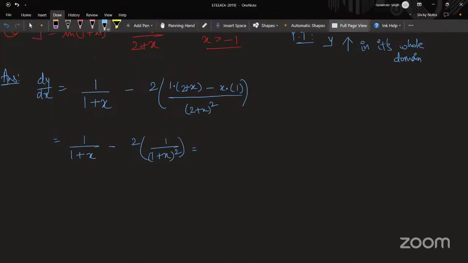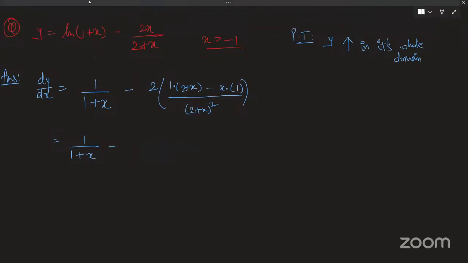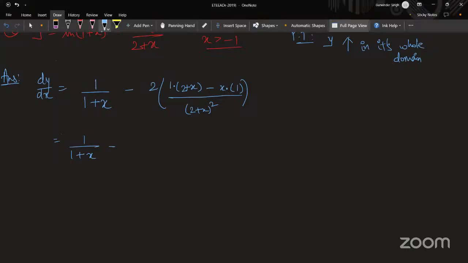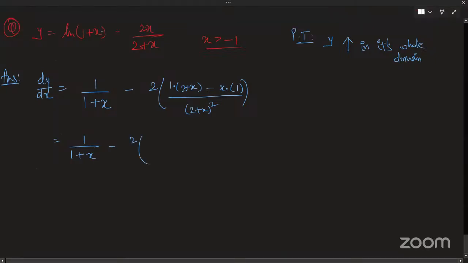So 1 by 1 plus x minus, what does it become? What does the second part become? So it is 2 times of x plus 2 minus x. So it becomes 2 by 2 plus x whole square. Okay. So it is 1 by x plus 1 minus 4 by x plus 2 whole square. Okay. This one is a really, really good question. Like, can you prove how this thing will always be positive? Is it possible for us to prove how this thing will be positive?